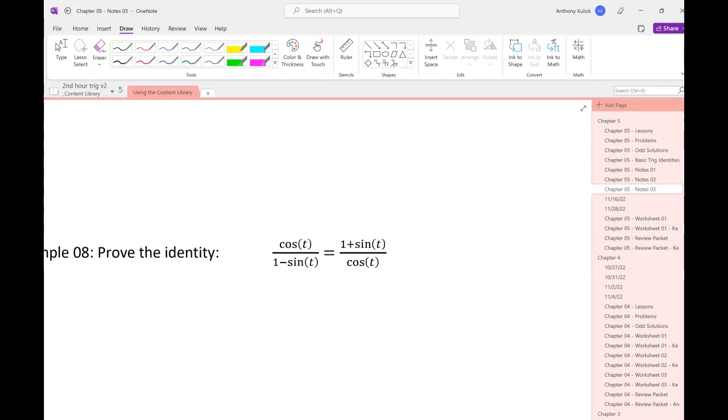Okay, let's take a look at this one. No new strategies necessary to talk about for this. We're just going to use things we've done before. How do we start? By choosing the more complicated side. Now this is a little bit tricky. Which side is the more complicated side?